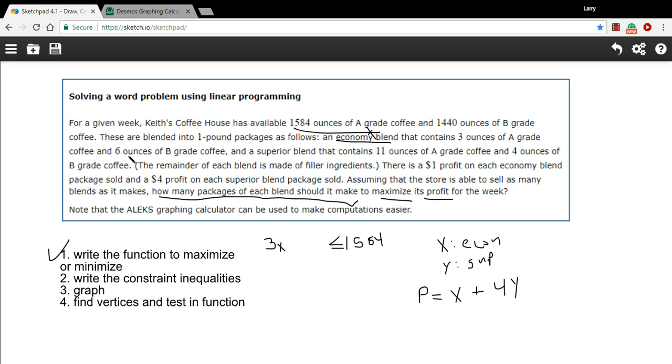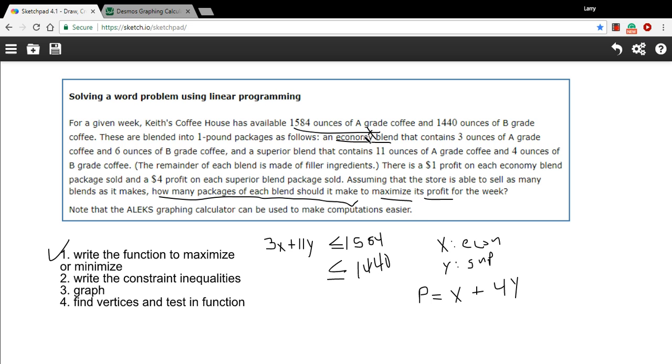And then it says how many grade B, but we're going to come back to that. The superior blend uses 11 ounces of grade A. So this is also going to use up 11 times however many superior blends we make. So that's how we get that inequality. So that's for the grade A coffee. The grade B coffee is going to go in the same way. We can't use up more than that, so we'll have a less than or equal to, and 1,440.